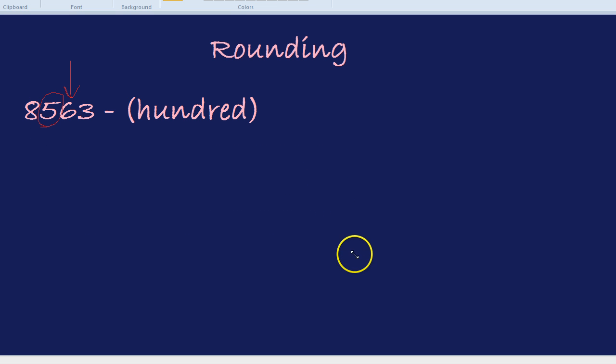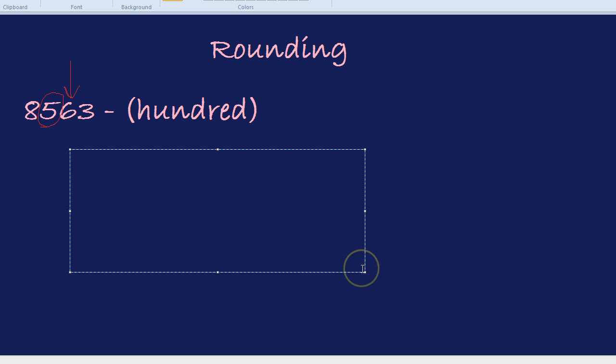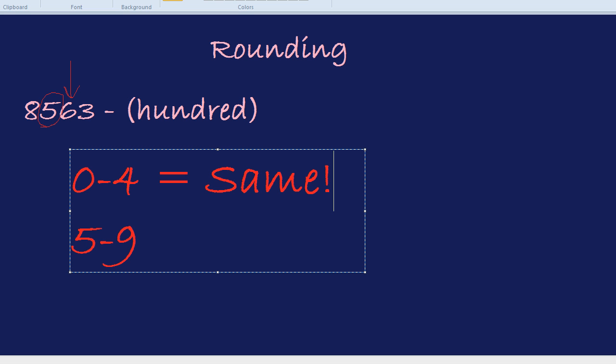Let's make this box a bit bigger. Is that number to the right, not the number in the circle, the number to the right, is it between 0 and 4, or is it between 5 and 9, inclusive of those numbers? If that number to the right is between 0 and 4, you have to do something a bit weird to the number in the circle. You keep it the same. Okay? Well, it's not that weird actually.